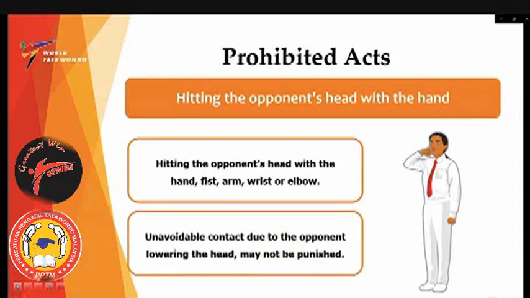Unavoidable contact due to the opponent lowering the head may not be punished. What this means is maybe I'm doing a punch to the body, but my opponent went down, crouched down, so it caused my punch to hit their head. This is not my fault, it's the opponent for going down. So this would not be a gamjan for hitting the opponent in the head.